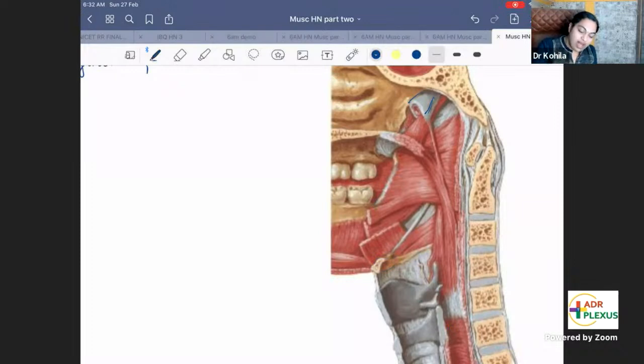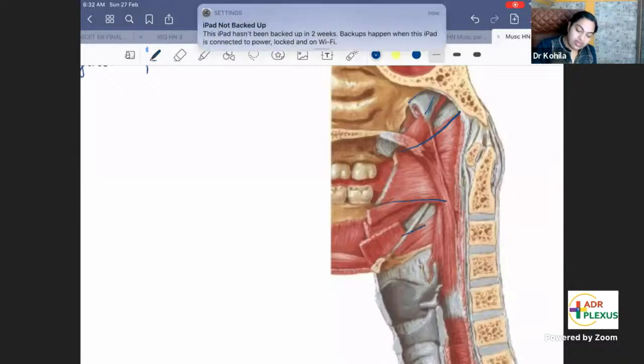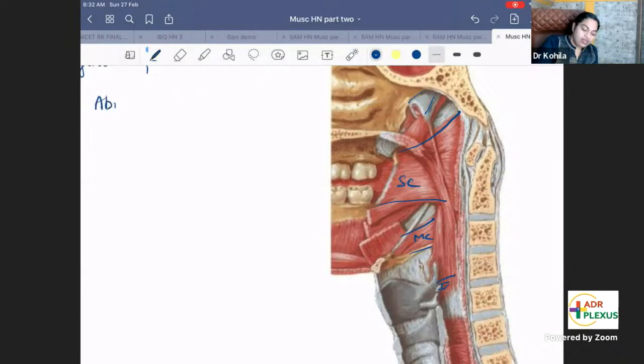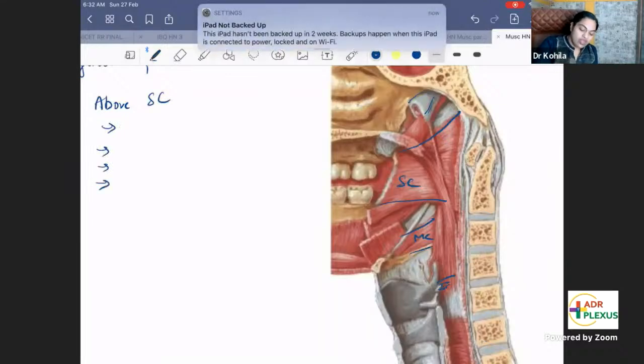Okay, so this part above the superior constrictor. So I'll draw this. So this is your superior constrictor, middle constrictor, inferior constrictor. Okay. So above superior constrictor, can you tell me what are the structures passing through? Yes, you see the auditory tube there.